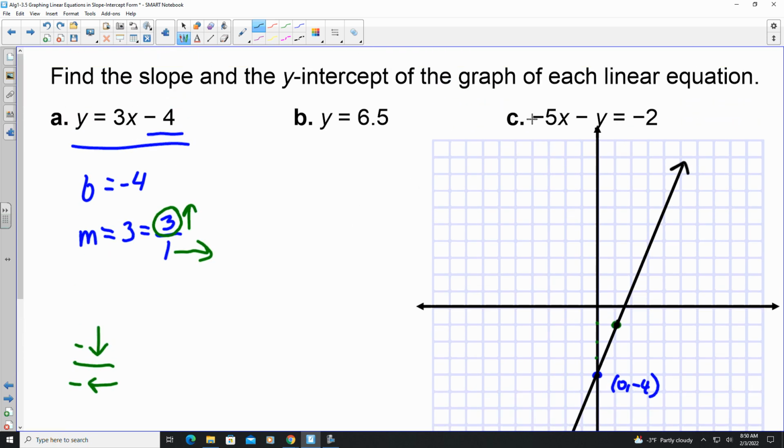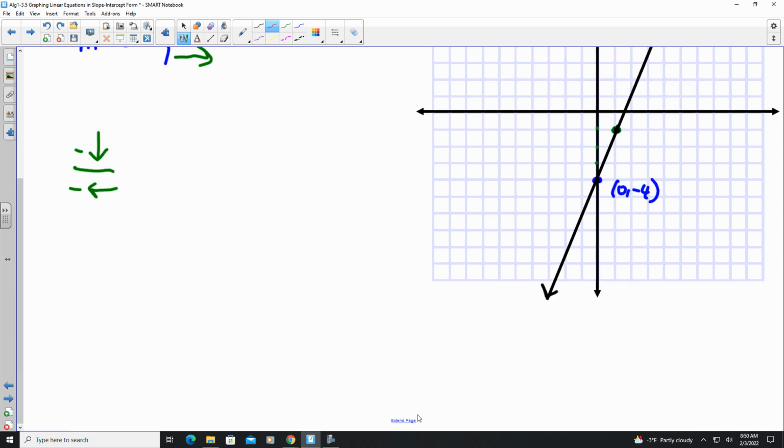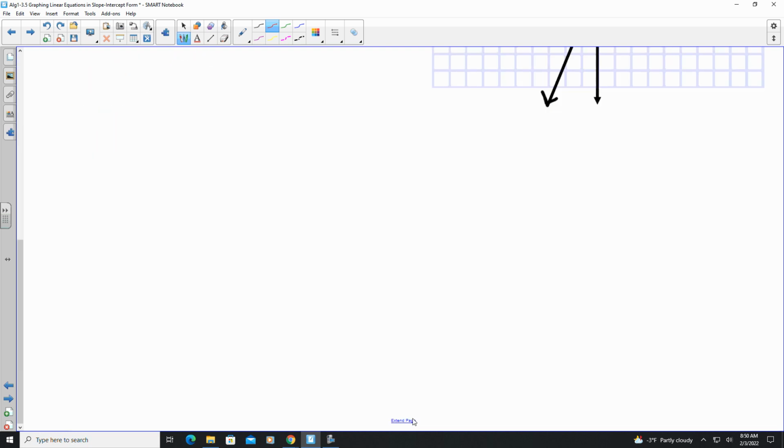Let's take a look at this one right here, C: -5x - y = -2. Right now, it is not solved for y, so we're going to have to do that. Let's go down here and let me rewrite the problem: -5x - y = -2.